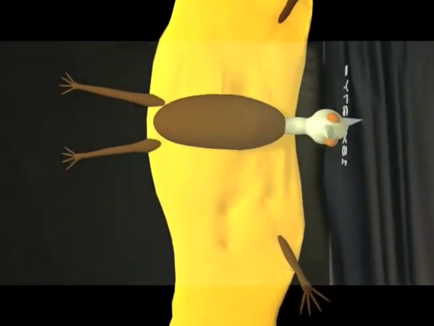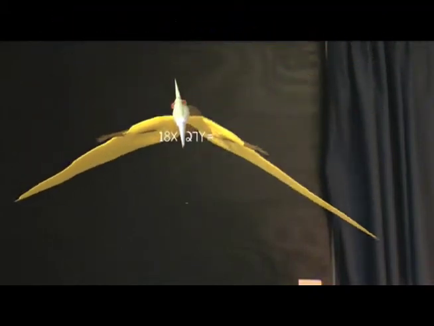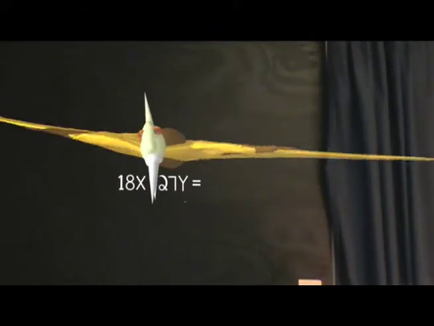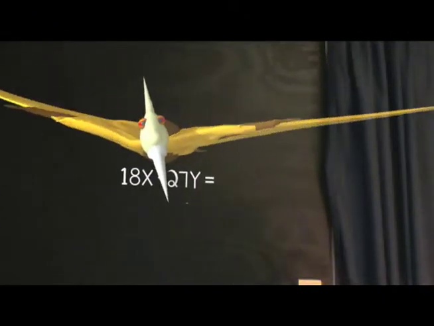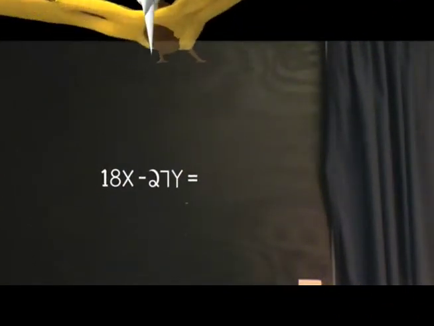Ooh, what's this? Looks like something prehistoric to me. He's got something in his mouth. Ooh, he's sort of twisting and bending around there. And here he comes. I think I can make out what he has there. 18x minus 27y. Let's get this guy out of here.